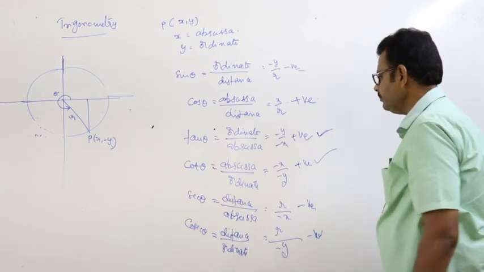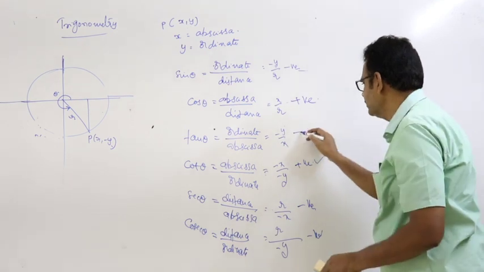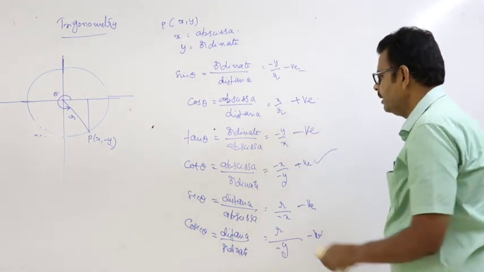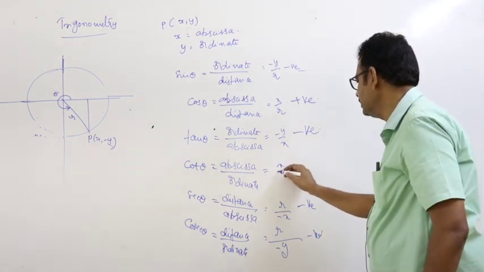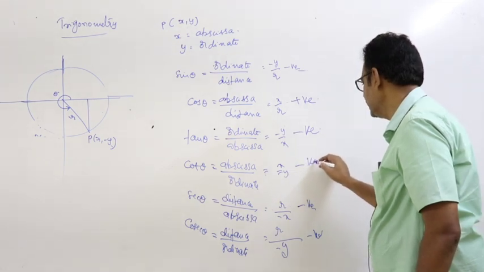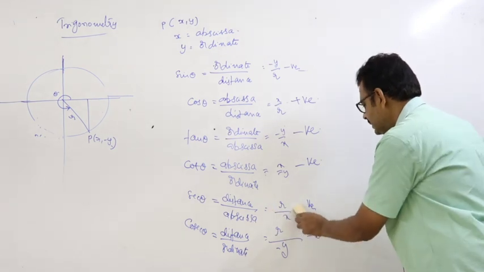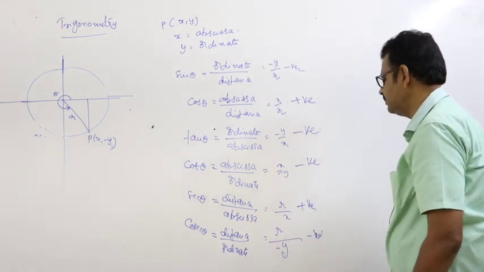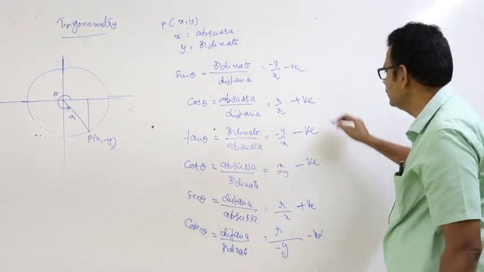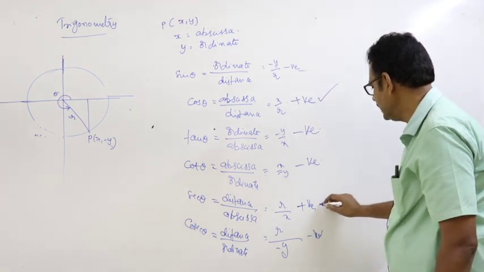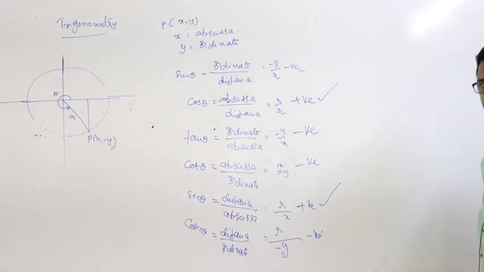Tan theta. Here it is minus y by x, so this is negative. And cot theta is x by minus y. This is also negative. And secant theta is r by x. Here r is positive, x is positive, so this is positive. And cosecant theta is r by minus y, so it is negative. So, in the fourth quadrant only cos and secant theta are positive and the remaining four trigonometric ratios are negative.